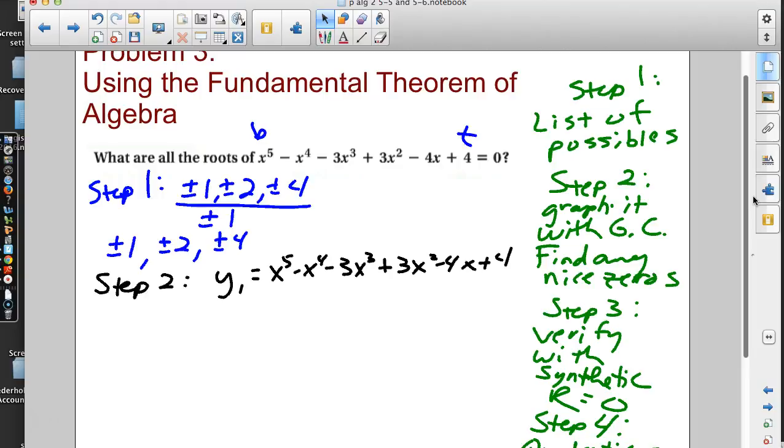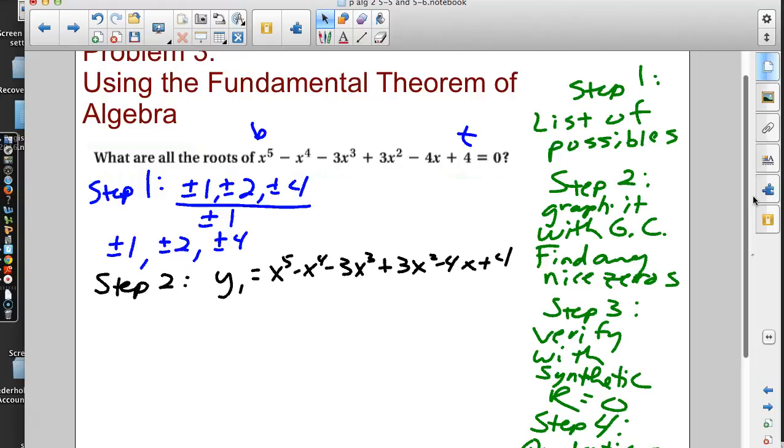So x to the 5th minus x to the 4th minus 3x to the 3rd plus 3x squared minus 4x plus 4. Easy to make a mistake punching something like that in. It's a monster. It's an absolute monster. Now, let's try Zoom 6. And hope we see some.